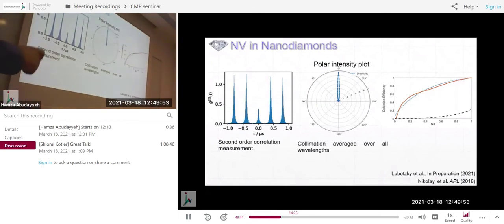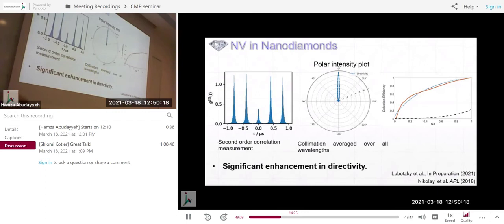and good collection efficiencies. These NVs, by the way, have spectrum ranging from 650 to 800 nanometers. So a very, very broad emission range, and yet the collection efficiencies are okay with them. We also have some very preliminary results with silicon vacancies in nanodiamonds as well, but I'm not showing them here. I'll leave that to Boaz when he presents something.